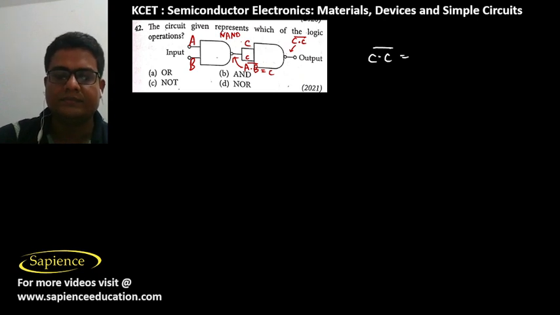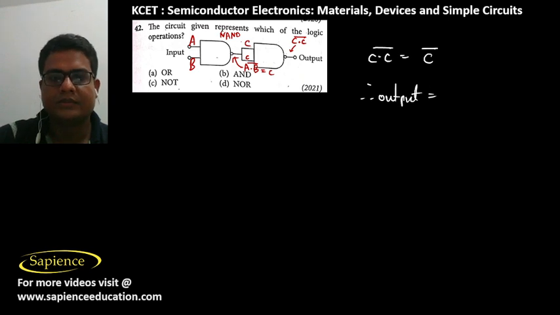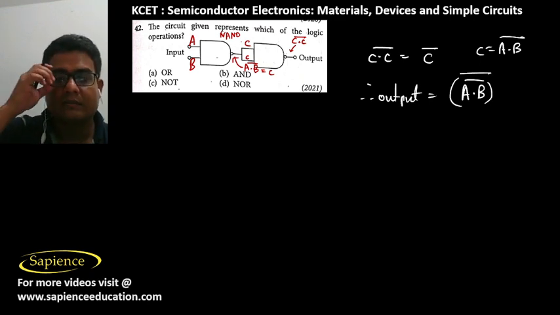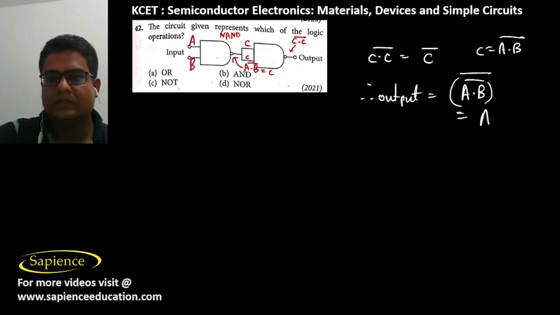C and C, that will be C'. Therefore the output will be ((A and B)')', that will be (A and B)'', so that is A and B. So this entire logic operation is the AND operation. So option B is the correct one.